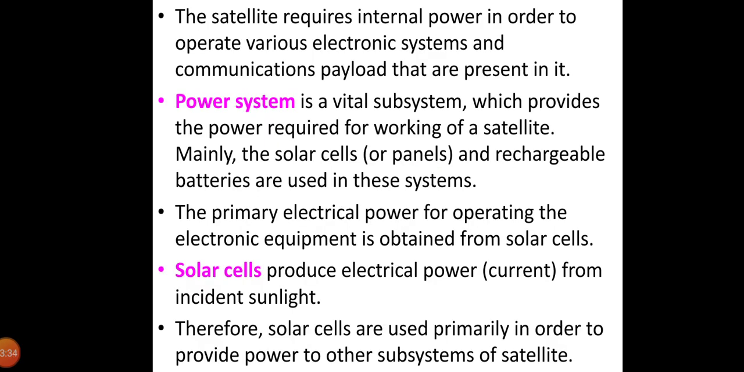Now let us see the power supply required for a satellite. The primary electrical power for operating the electronic equipment is obtained from solar cells. Individual cells can generate only a small amount of power, and therefore arrays of cells in series-parallel connections are required. The HS-376 satellite has solar cell panels manufactured by Hughes Space and Communication Company, and the spacecraft is 216 centimeters in diameter and 660 centimeters long when fully deployed in orbit.